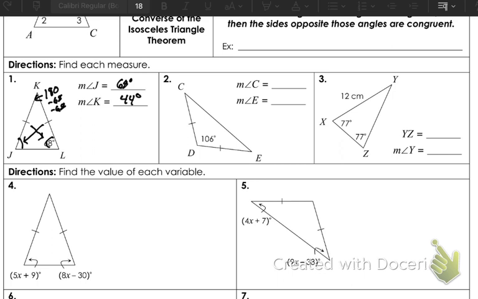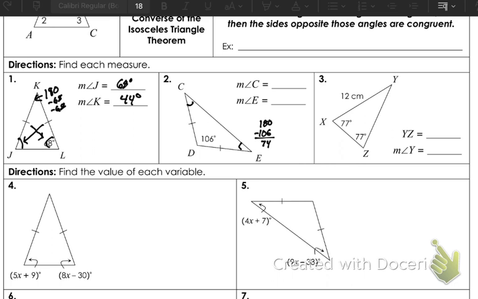Here's where we get a little bit of different problem. We are given the vertex this time. But you still have to recognize that your base angles are congruent. So that angle C and angle E are now congruent. How many degrees are inside of a triangle if I add up all the angles? 180. So we have that 106 there. I can't use those for either one of them. So I'm going to go 180 minus 106. And that should come out to 74.